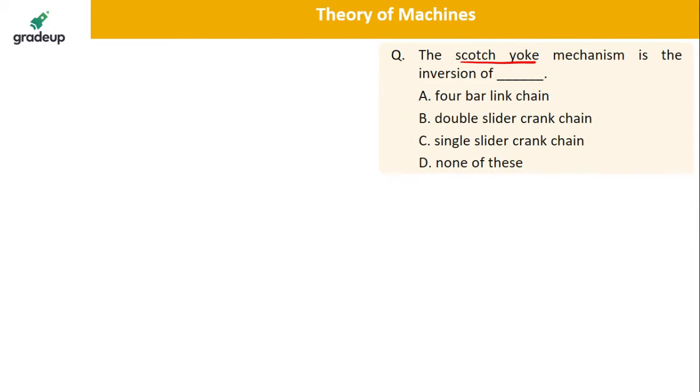Quickly. Option A, B, C, or D. Very good, very good. Exactly, Shivani, you did this today, so it will be very easy for you.